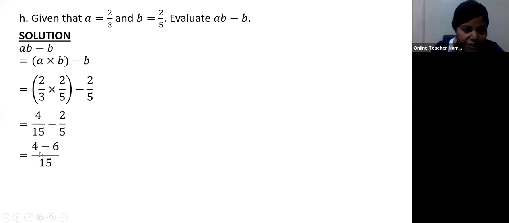When the signs are different, when you're given integers, subtract, put the sign of the bigger number. So we are saying 6 minus 4 is a 2, and the bigger number has a negative sign. So that is going to give us a -2/15. Is it clear?